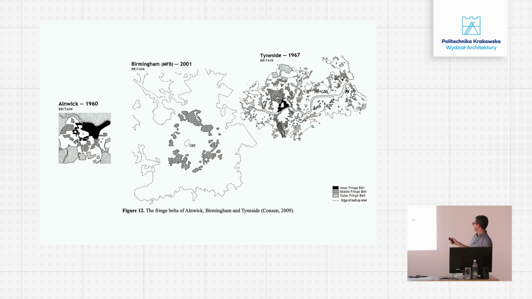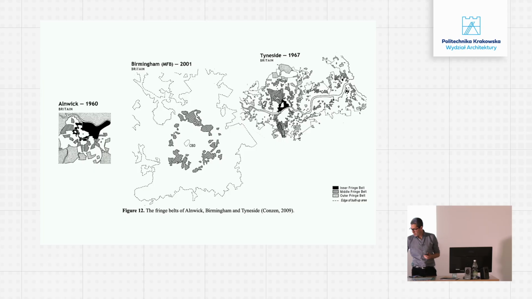So we could see here, this is his first paper on fringe belts, published in 1967. He was less than 30 years old, and he was attracted by the concept, and he thought that he could expand it from the analysis of the small town of Alnwick to the whole metropolitan area of Newcastle. So you can see how ambitious he was.